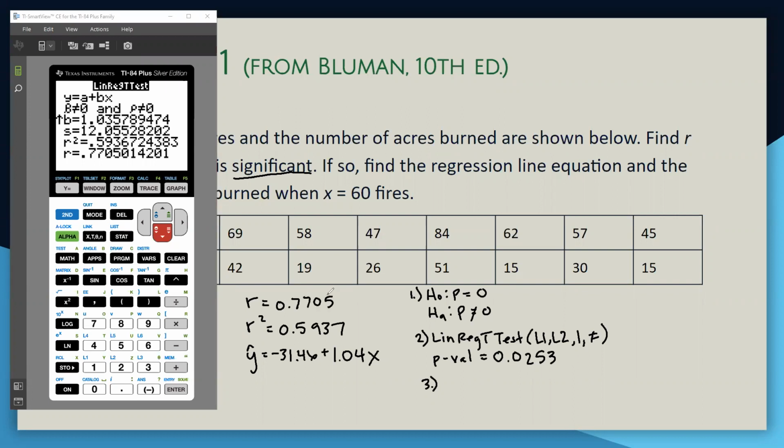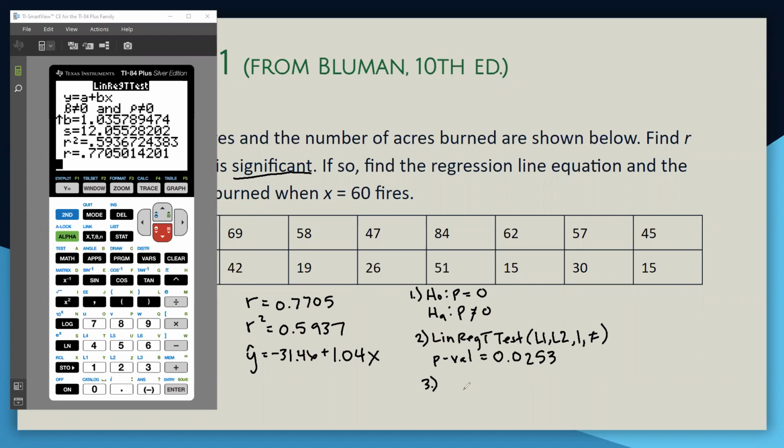So 0.7705, fairly strong, it's positive. So I'm fairly confident, at least in the sample, that we have a relatively strong positive linear correlation between X and Y. So as the number of fires goes up, the number of acres burned also goes up.